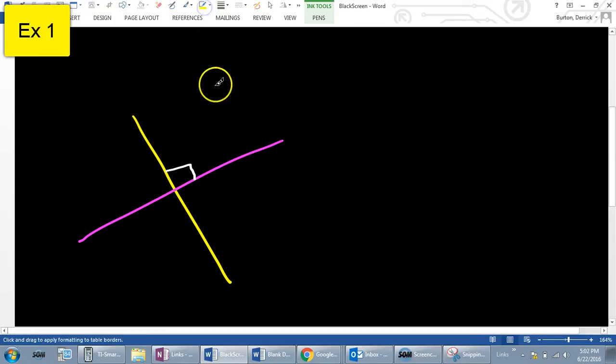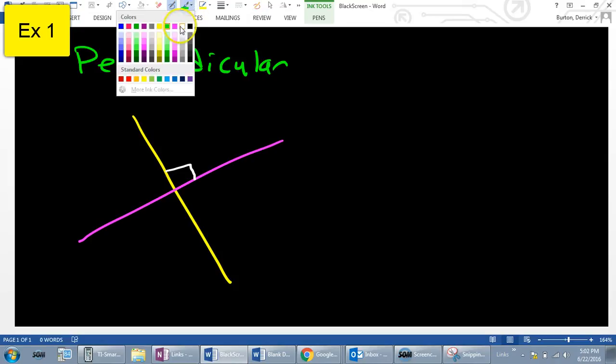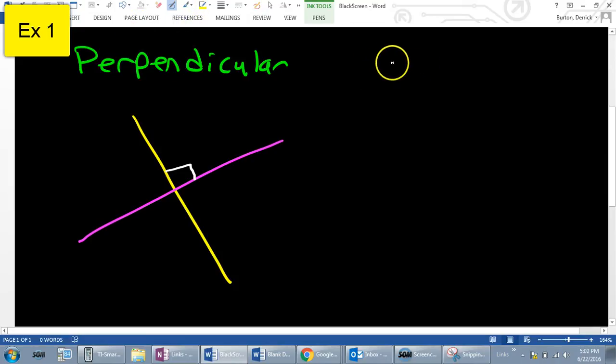Okay, I'm back. Okay. So now let's talk about perpendicular lines. Alright, this is a little bit more complicated. Perpendicular lines have slopes that are opposite and reciprocal. Opposite and reciprocal.